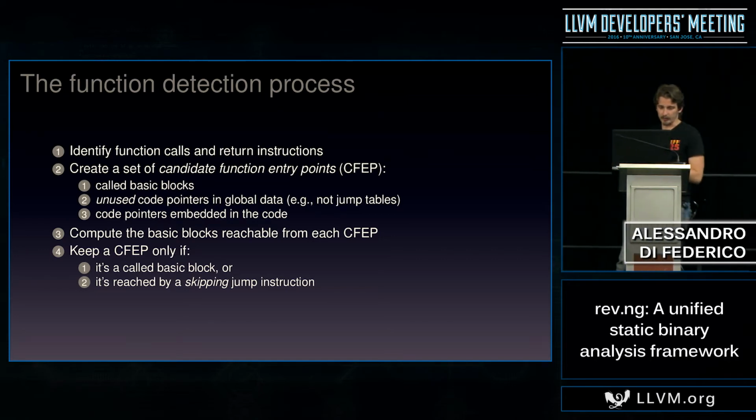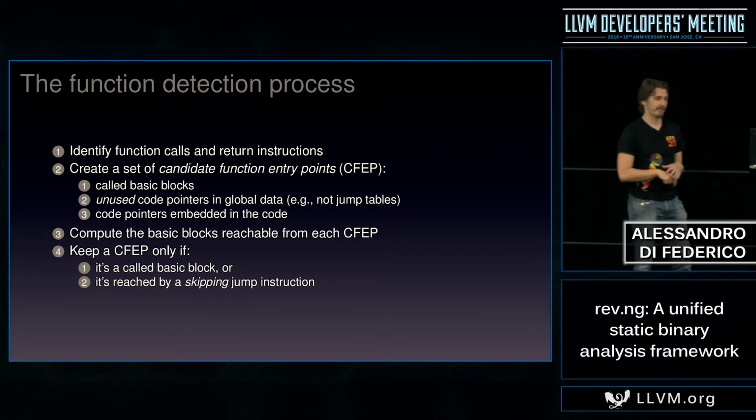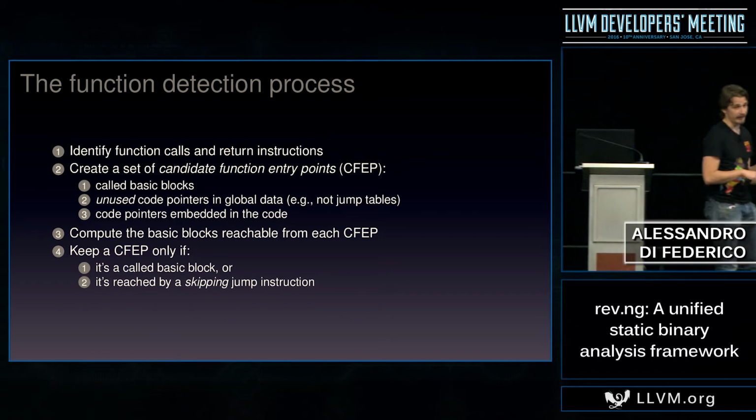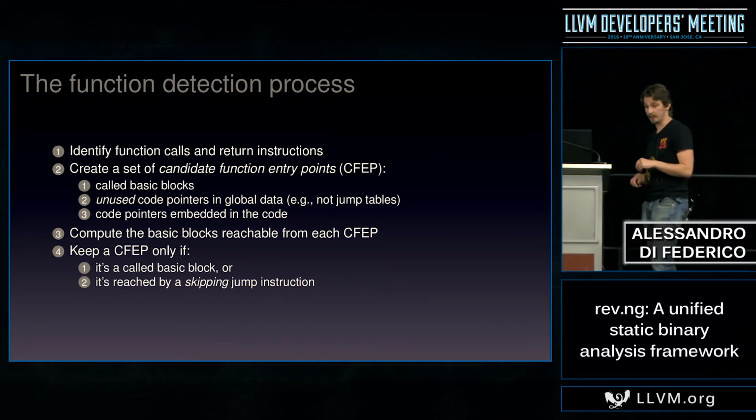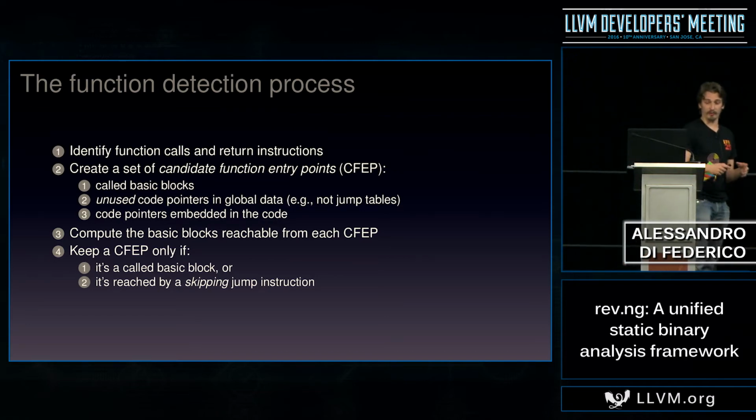Then we also include the code pointers embedded in the code. Sometimes, if you are initializing a structure with a function pointer, you might materialize the address of the function pointer in the code, and so you have to dig into the code itself to recover it. And then we go to the third phase.